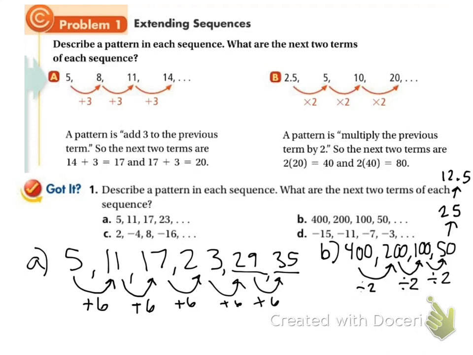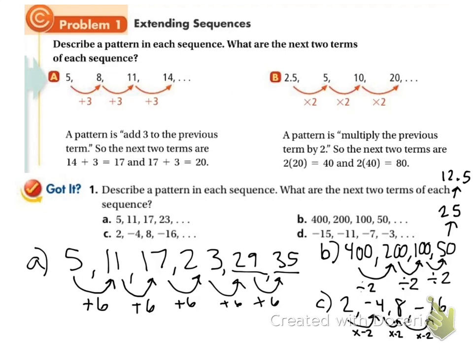The other one I want to look at here is C. I've got 2, negative 4, 8, negative 16. How do I get from 2 to 4? Well, multiplying, ignore the negative for a second. To get from 2 to 4, I'd multiply by 2. And 4 to 8, I'd multiply by 2. And 8 to 16, I'd multiply by 2. But each time, it's changing from a positive to a negative. If it's changing from a positive to a negative, you're multiplying by a negative number. All of these, I'm multiplying by negative 2.